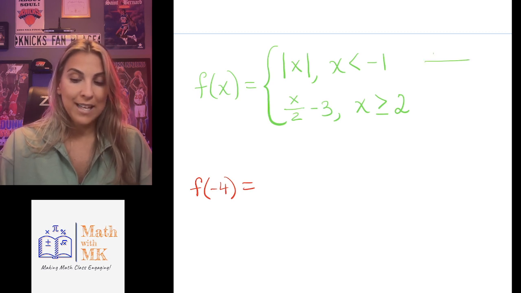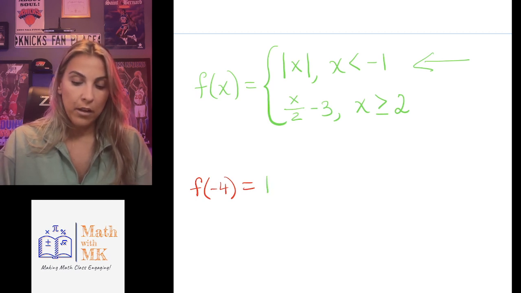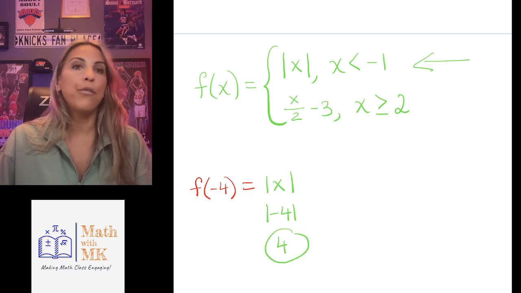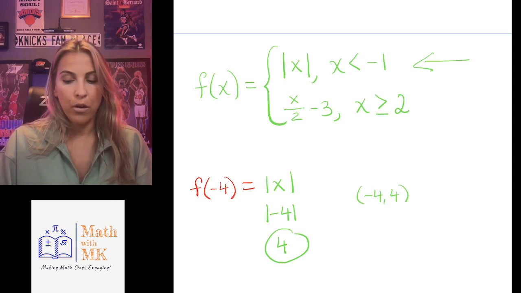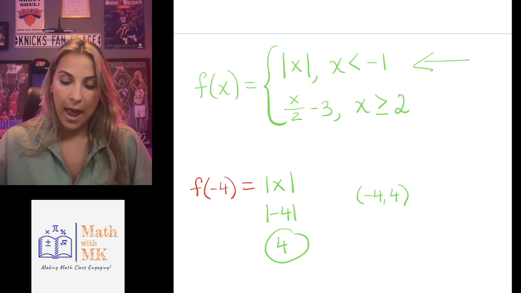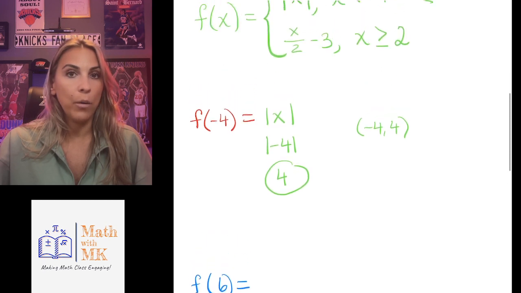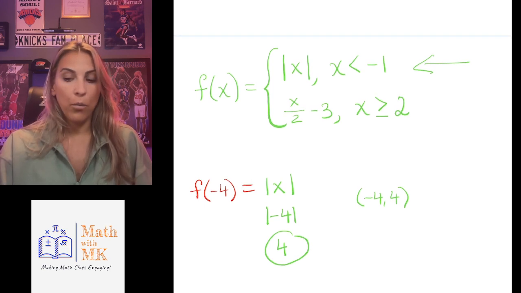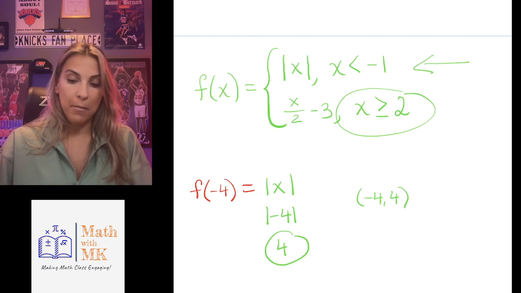Well, negative 4 is less than negative 1, so we're going to follow that top expression and evaluate absolute value of x. So I'm going to replace x with negative 4. The absolute value of negative 4 is positive 4. So f of negative 4 is positive 4, meaning that negative 4, 4 is a point on this piecewise function. And last one, if you're asked to find f of 6 for that same function, so now we look and see, okay, which part are we following? F of 6. So when x is 6, where does it fall? Well, 6 is greater than 2. So that means we're going to follow the bottom rule this time.